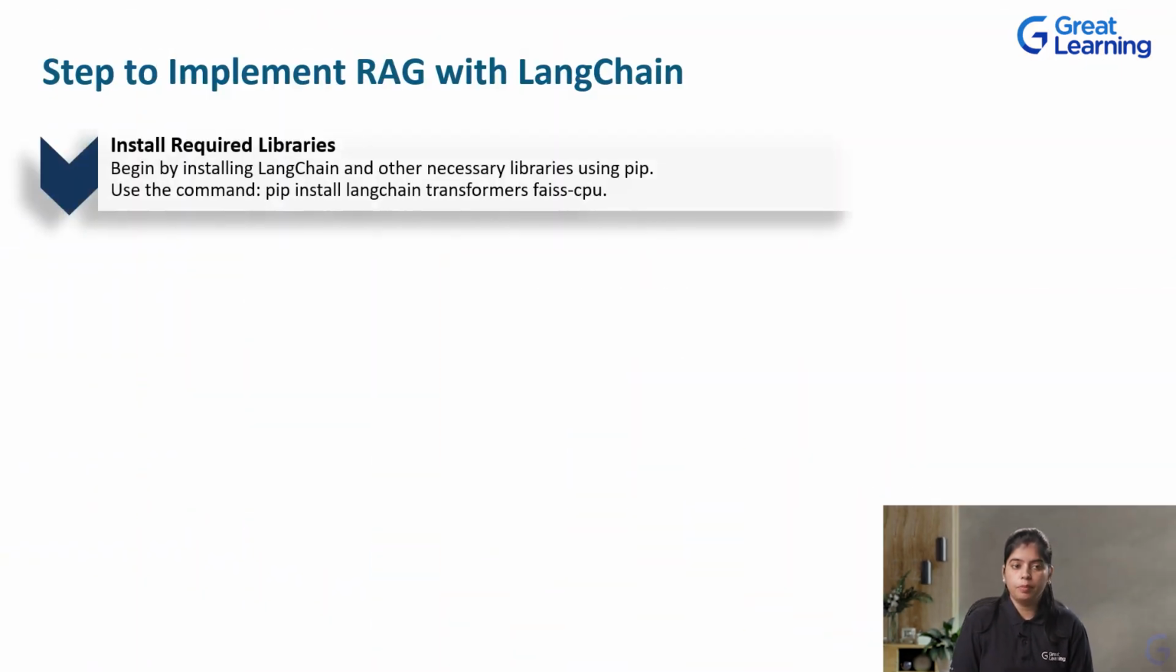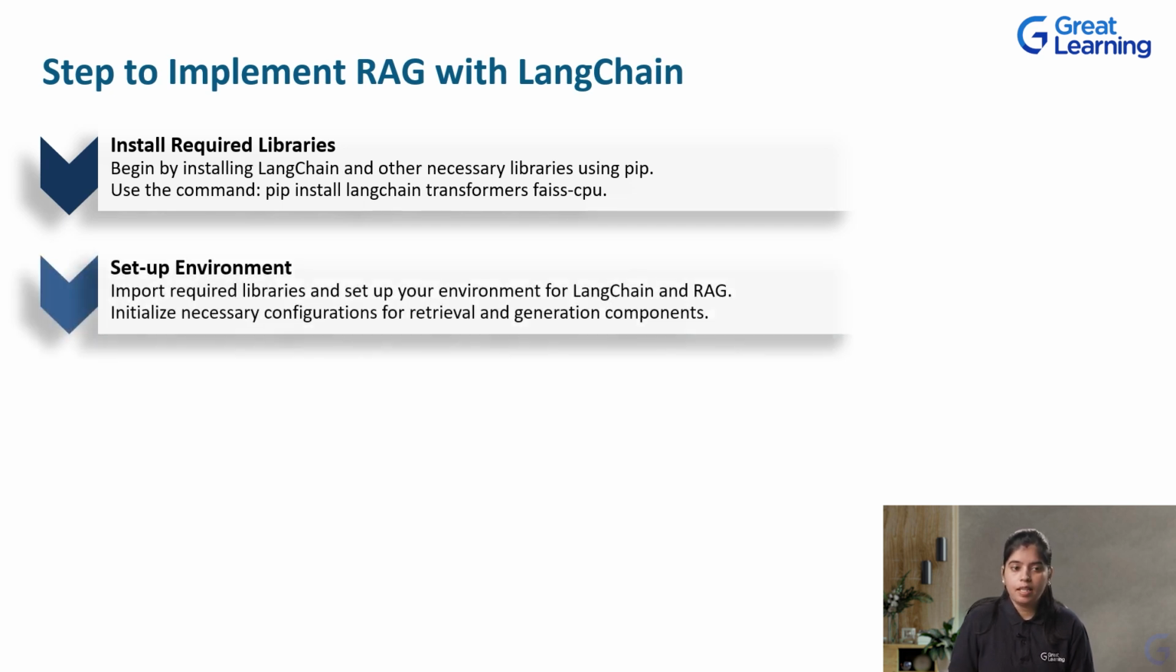First step would be to install the required libraries. Begin by installing LangChain and other necessary libraries using pip. Use the command pip install langchain transformers faiss-cpu. It is helpful because you have to install all the required libraries first, and only then will you be able to move further. Then the next step is setting up the environment. Import the required libraries and set up the environment for LangChain and RAG. Initialize the necessary configuration required for the retrieval and generation components.